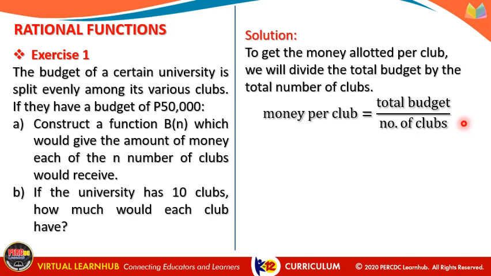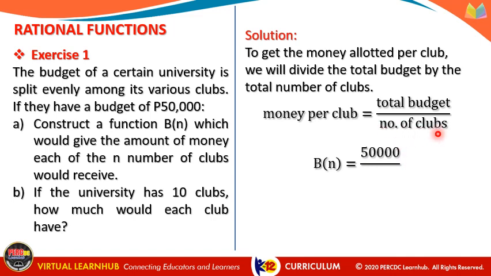Ngayong mayroon na tayong equation, ang gagawin na lang natin, isa-substitute natin ano man yung given sa problem. Again, sabi sa problem, yung money per club, yung pera na matatanggap ng bawat club will be represented by the function base of n. Kaya, itong money per club, papalitan natin ng base of n. Next, nasa numerator yung total budget. Given naman sa problem na ang total budget natin ay 50,000. Kaya, yung total budget na nasa numerator, papalitan natin yan ng 50,000.